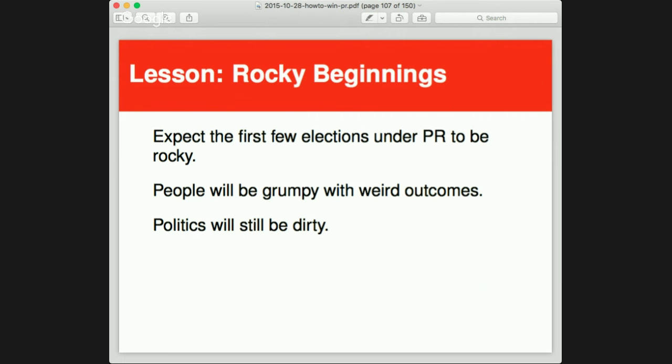Politics is still going to be politics, right? It's not going to be all clean and nice and everybody holding hands and not being competitive. Elections are still going to be elections. Politics are still going to be politics. Party partisanship is still going to be party partisanship. So we have to keep that in mind when we're proposing a new system.